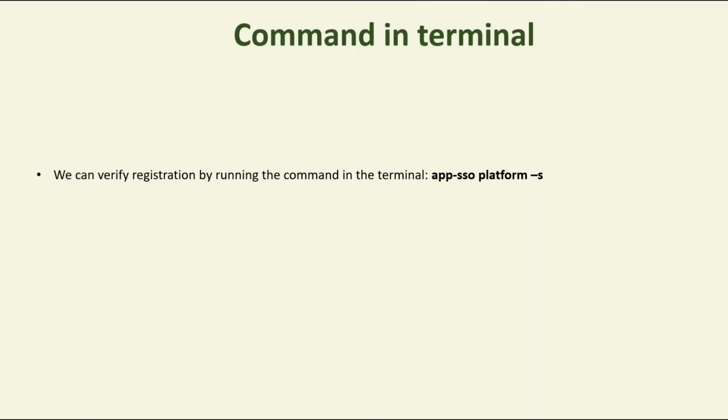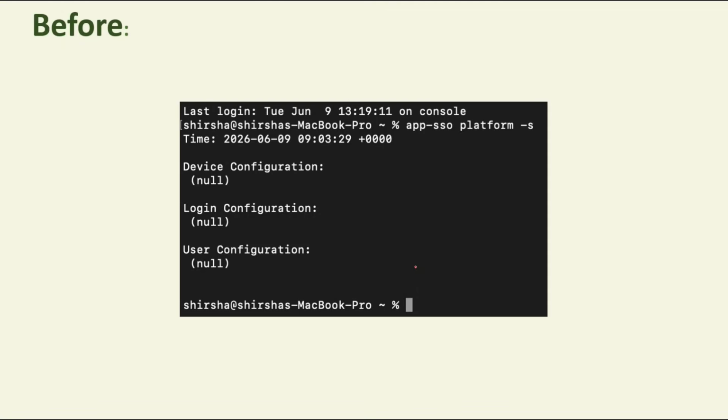The command that we can run from the terminal in a macOS device wherein PSSO registration was done is this. It is app-sso platform -s. Okay. This is the command that we have to run. Now, over here, you can see how the output of that command looks when PSSO registration is not done in the device. I ran this command and everything is null. There is no output, and there are only 5 lines. Everything is showing as null.